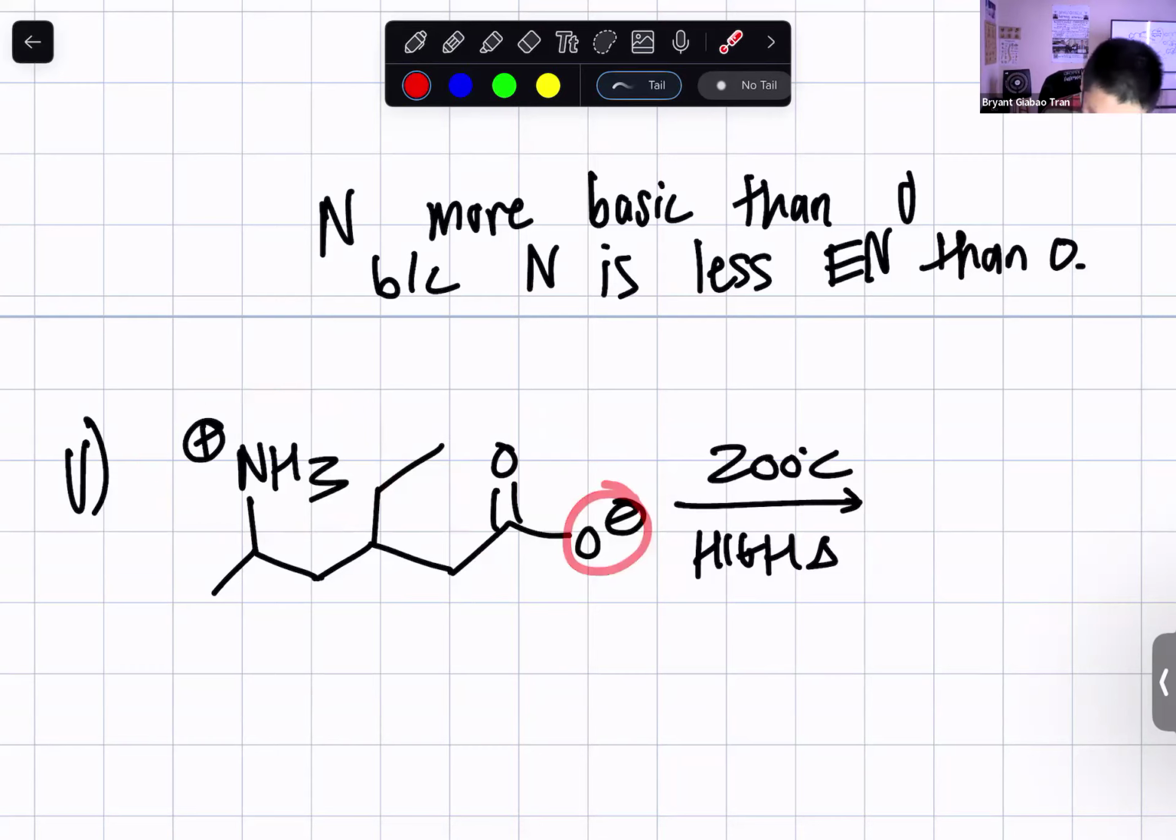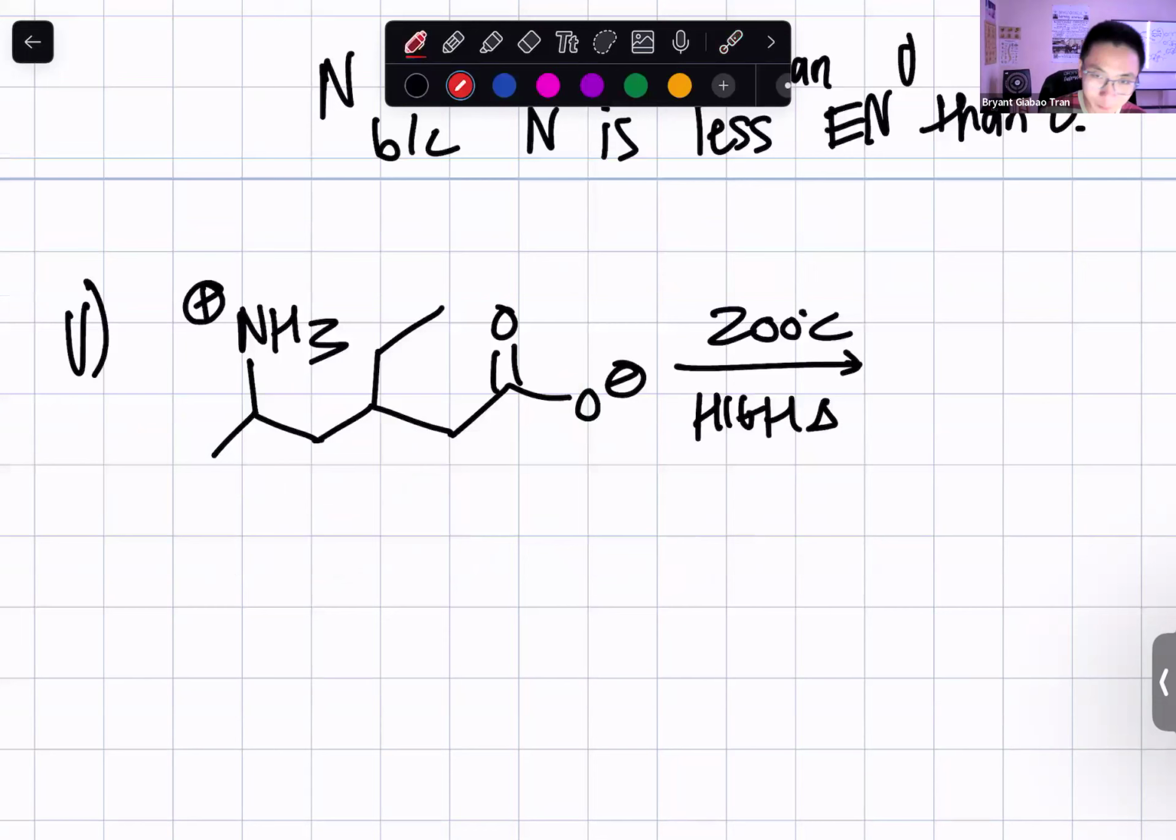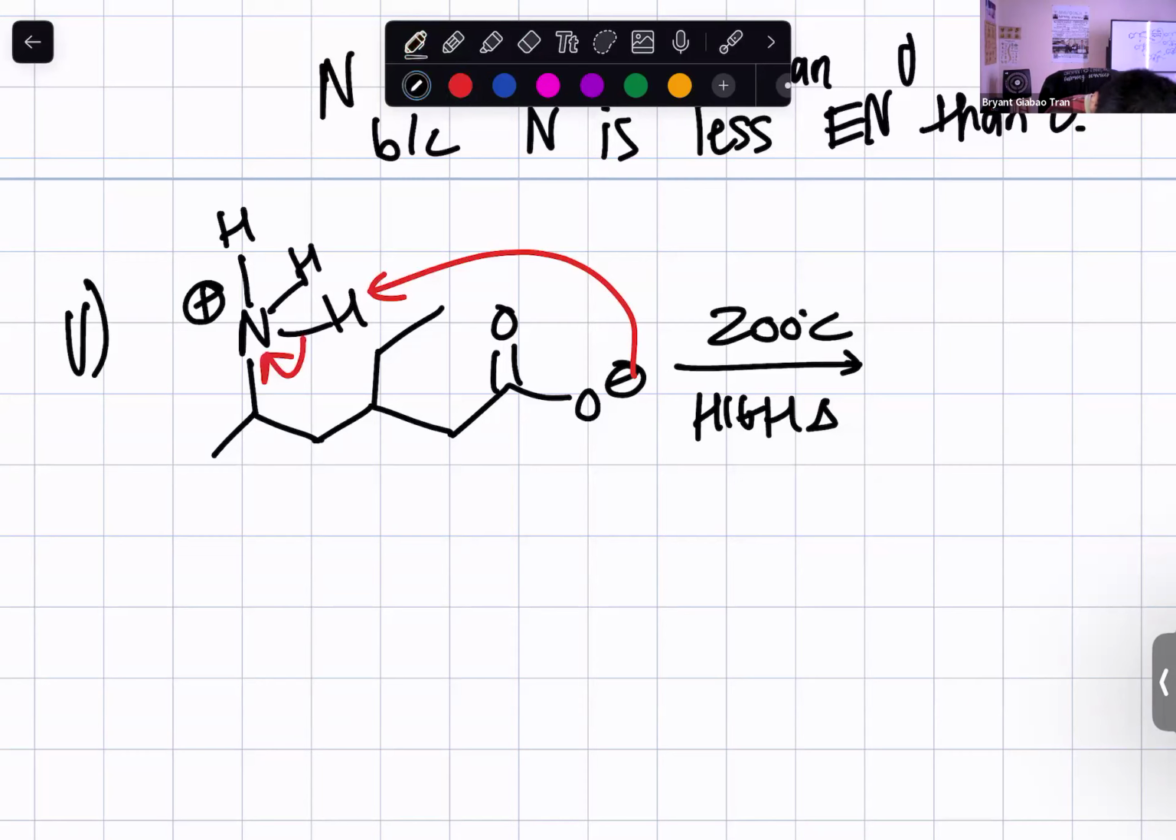deprotonated, right? But in heat conditions, if we add enough energy, it could overcome that acid-base rule, right? So what's going to happen is that we're going to protonate the O minus and deprotonate the NH, the ammonium ion, like this, right? So this is going to neutralize, create that neutral amine.